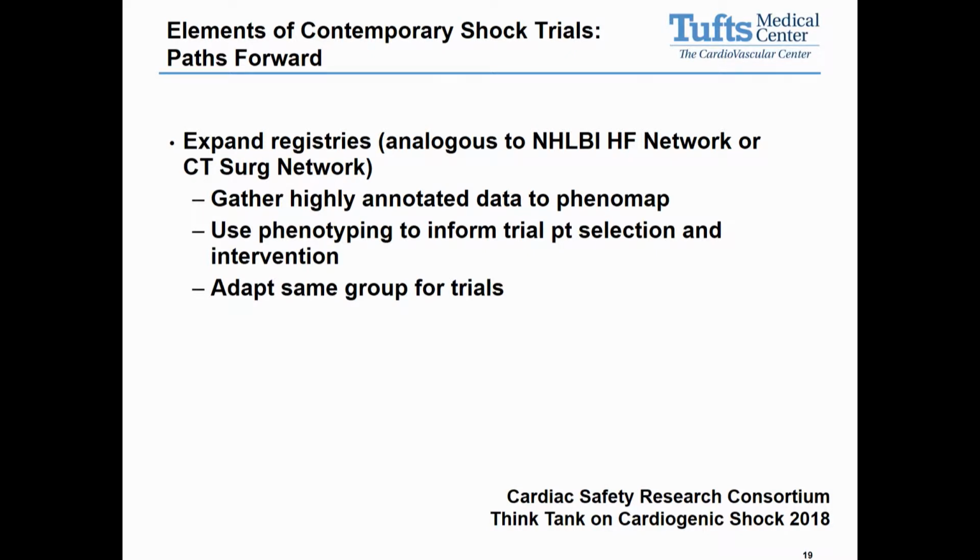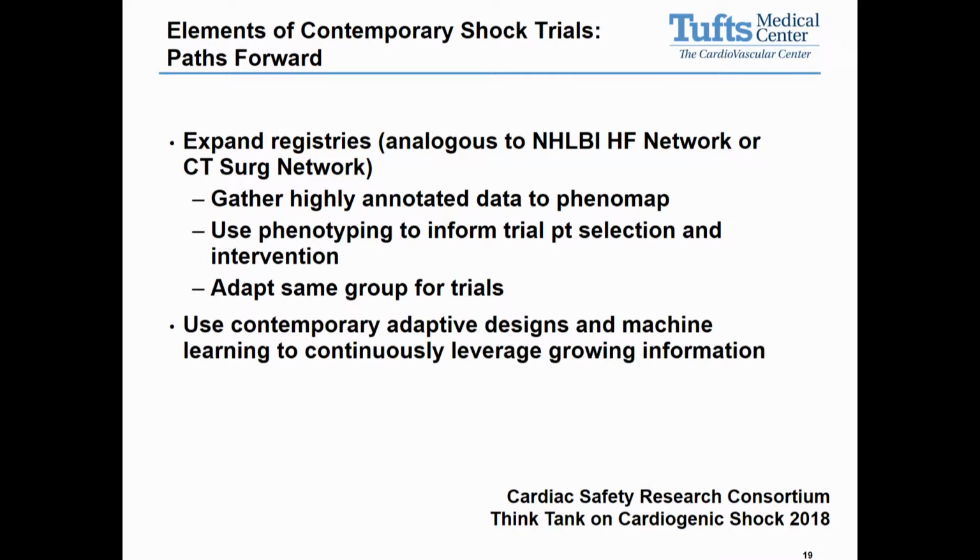So last year, as you may know, there was a think tank about this put on by the folks from DCRI, and there were some pretty good ideas there. Number one, expand the registries, gather these highly annotated data to phenomap, similar to what Sanjeev did for HFpEF patients, to theoretically inform patient selection for trials and interventions, and take these same groups that you put together for registries and then adapt them for trials, just like the NHLBI Heart Failure Network. And then, this is really important, I think, use contemporary adaptive designs and machine learning to continually leverage growing information.